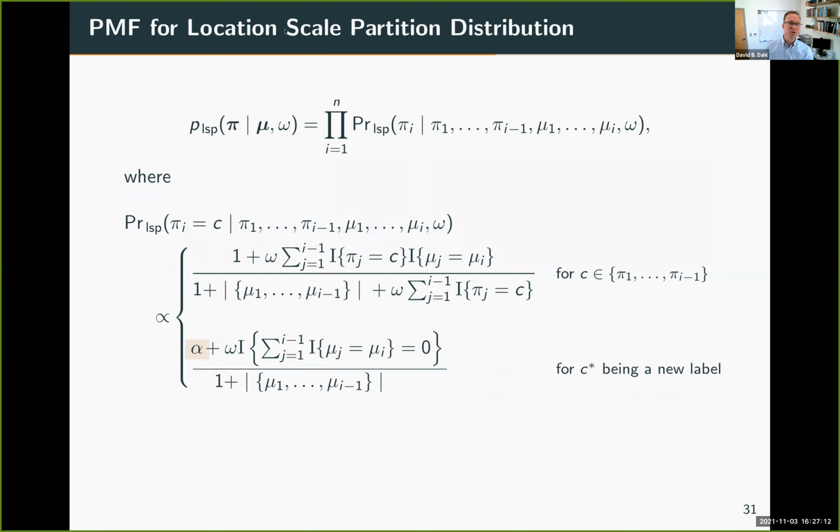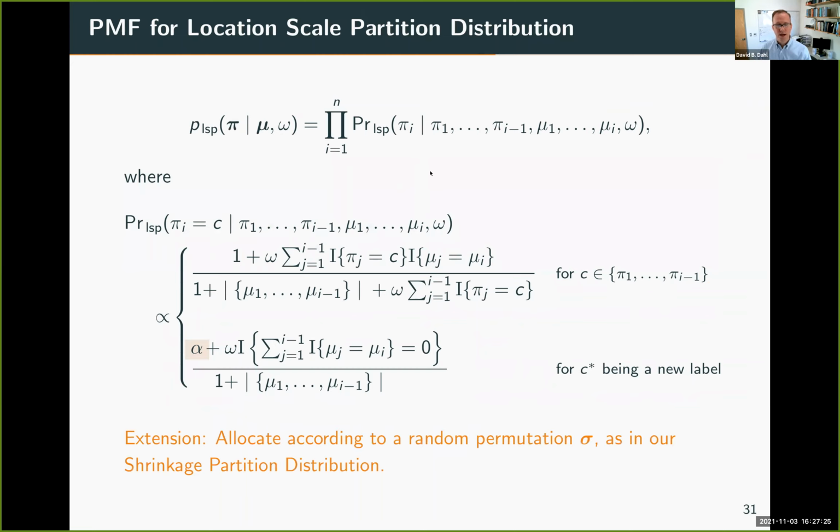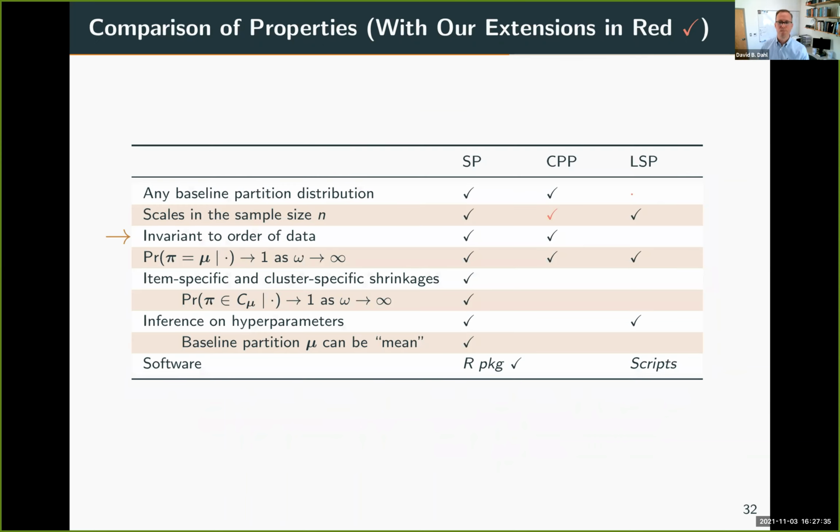Now what we could do is we could take the LSP and we could introduce a random permutation to then solve the problem of them being dependent on the order, and then we can solve the problem just by taking the ideas from the shrinkage partition distribution, that is a random partition, and apply that to the LSP. So we'll put a little check mark there. Our extension to the LSP would allow for a random permutation.